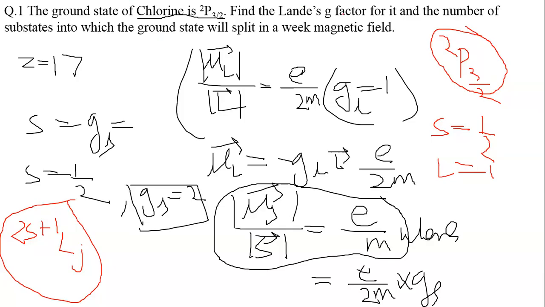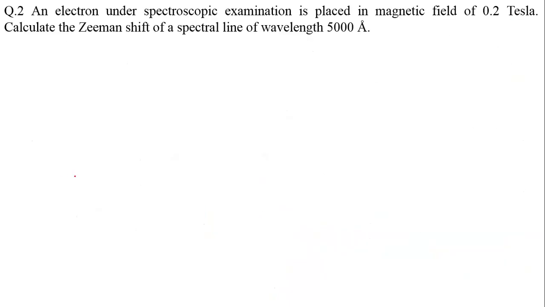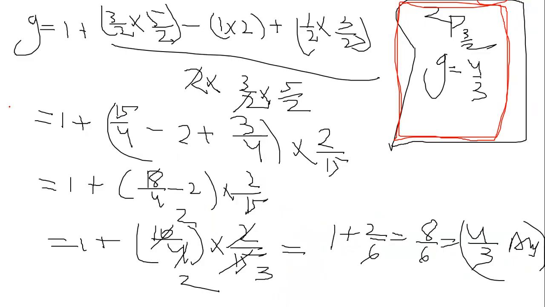The question was to find the Landé g factor for it, and then the number of substates into which the ground state will split in a weak magnetic field. So basically we want to find the number of substates into which the ground state will split. So when we consider, let me add another slide.